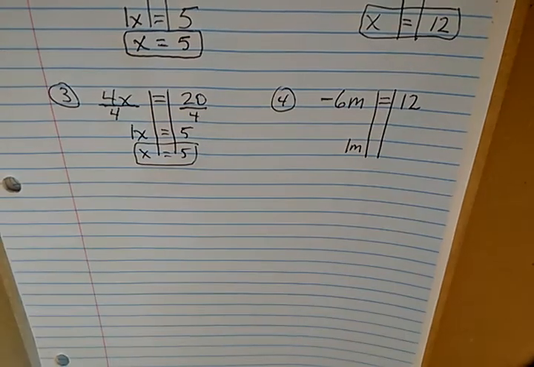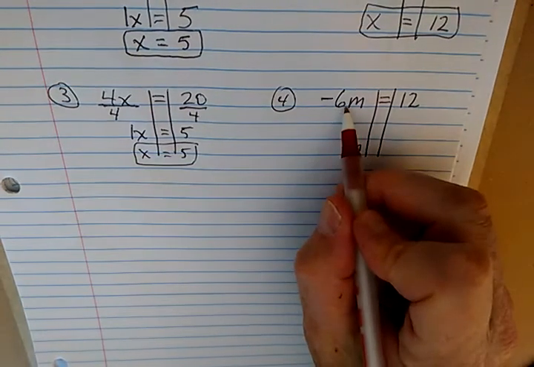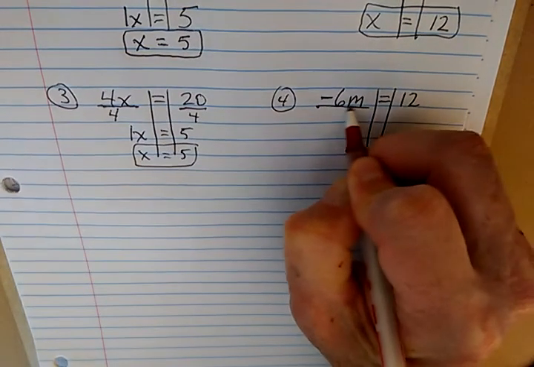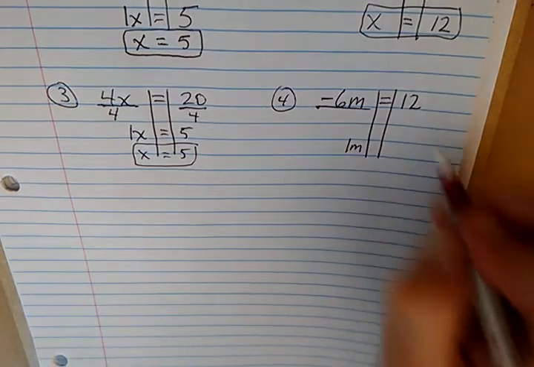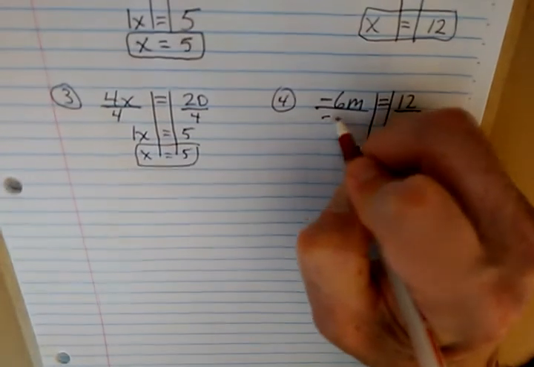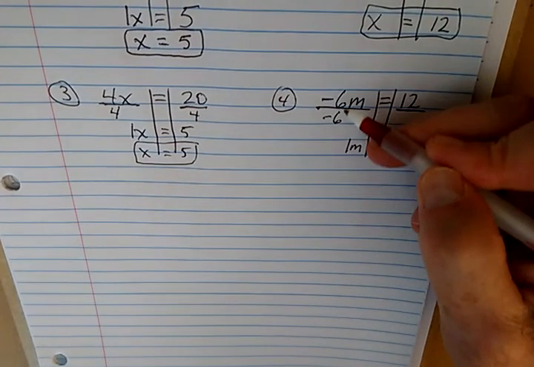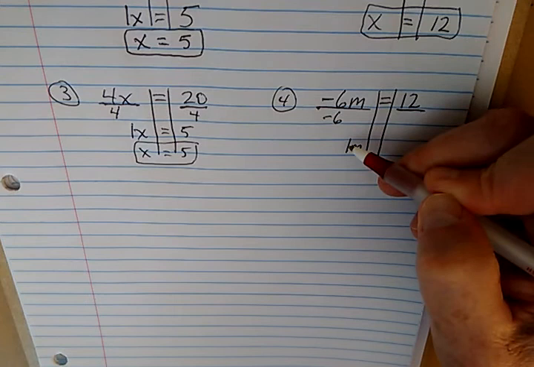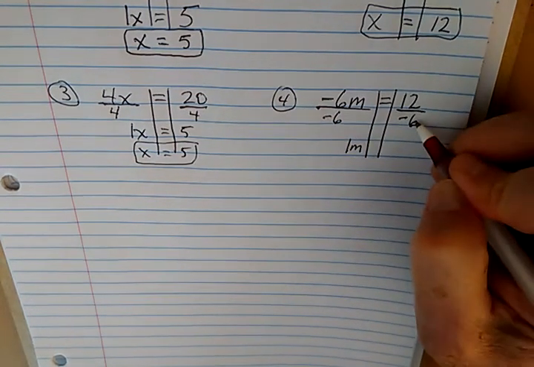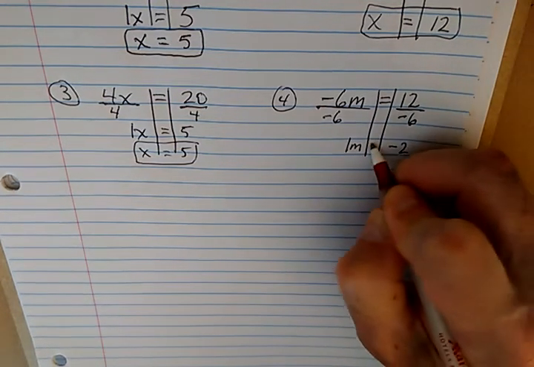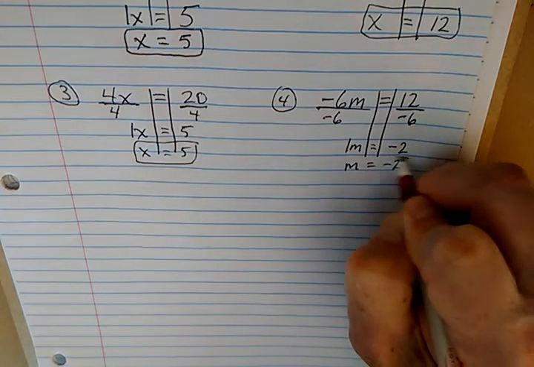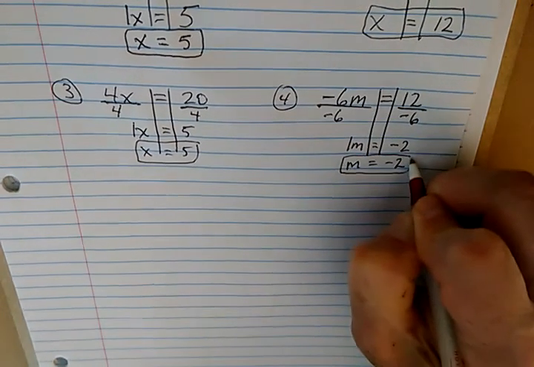And the way that I'm going to get 1m, I need a positive 1m, is by dividing. So I'm going to have to divide by something to get positive 1. What would negative 6 be divided by to get positive 1? I'm going to divide by something on both sides. If I divide by negative 6, negative 6 divided by negative 6 makes positive 1. So that's the number I need to divide by, negative 6. And then on this side, 12 divided by negative 6 is negative 2. So 1m equals negative 2, or we could just say m equals negative 2, since 1m is the same as m.